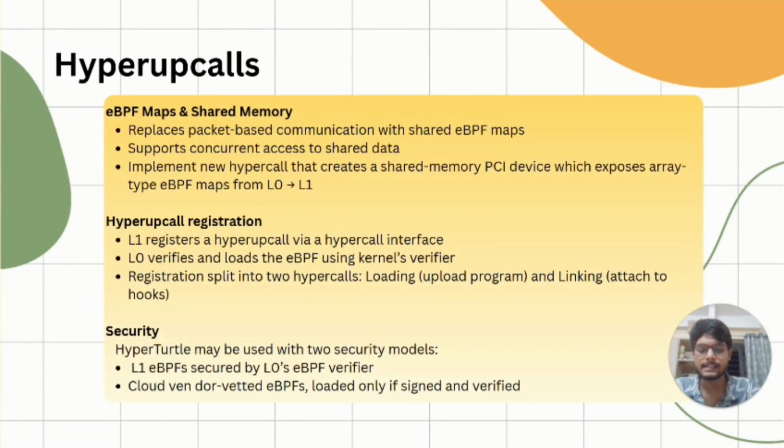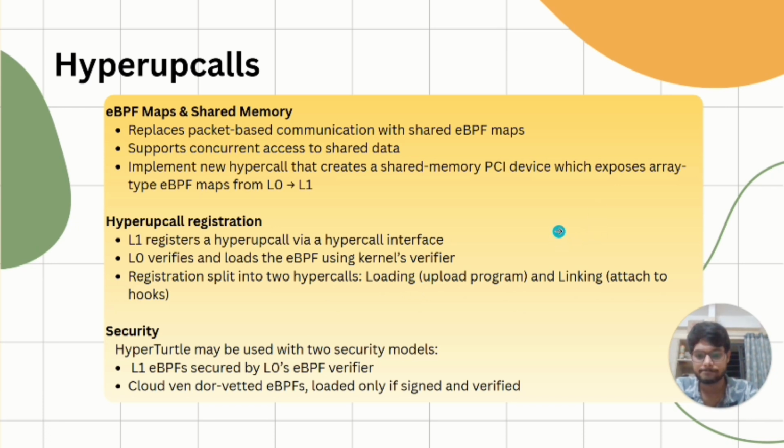To enable efficient communication between L1 and L0, HyperTurtle replaces packet-based switching communication with shared eBPF maps. These maps allow concurrent access to shared data, a key improvement over previous methods. A new hypercall is introduced that creates a shared memory PCI device. This device exposes array-type eBPF maps from L0 to L1, allowing both layers to exchange information efficiently.